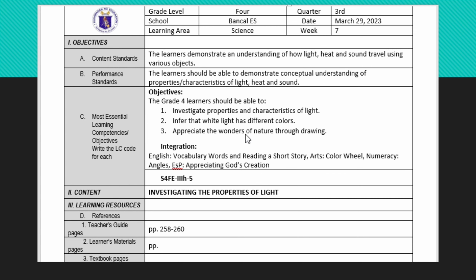So in my case, these are the three objectives that I created out of the content standards and the performance standards that were given doon sa ating teacher's guide. Number one is for the learners to be able to investigate the properties and characteristics of light. Number two is for them to infer that white light has different colors. And number three is for them to appreciate the wonders of nature through drawing.